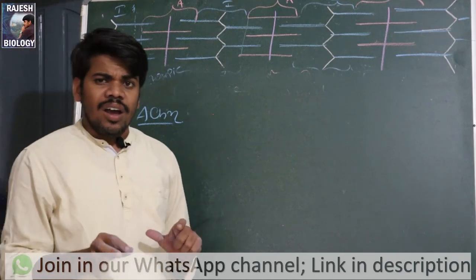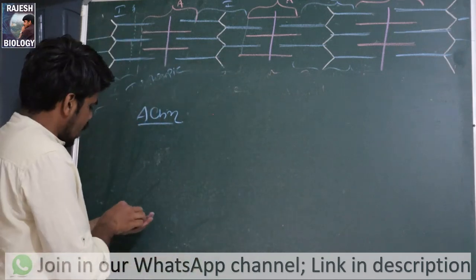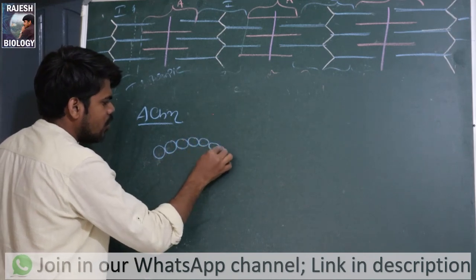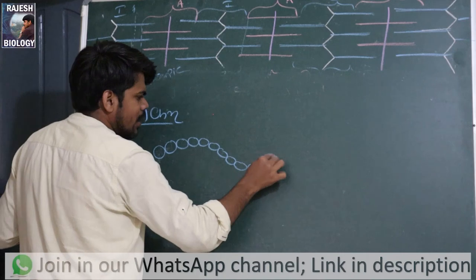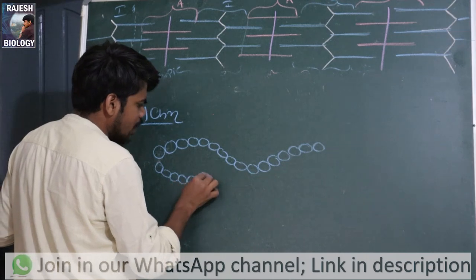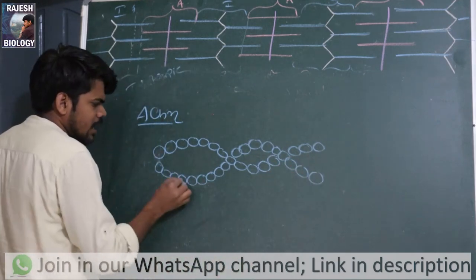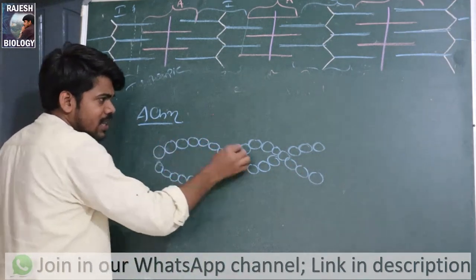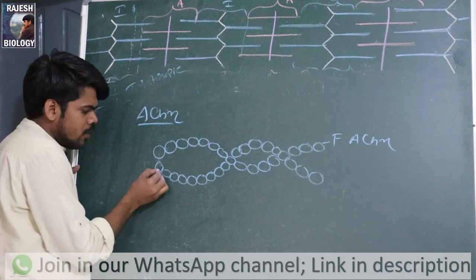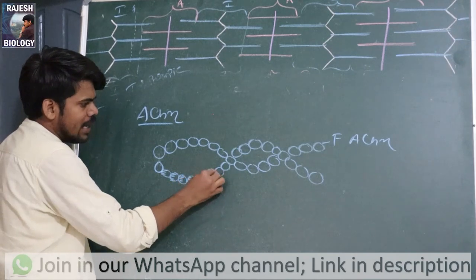Actin and myosin are called contractile proteins. Actin is made up of two filamentous actins, and the two filamentous actins are present in a helical manner. They are arranged in a helical manner like a DNA. It is one F actin, it is another F actin. Each filamentous actin is made up of so many globular actins.